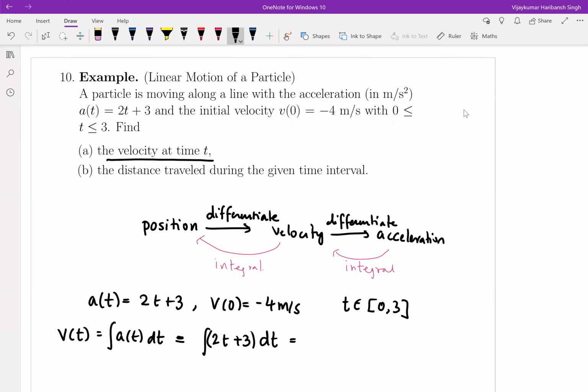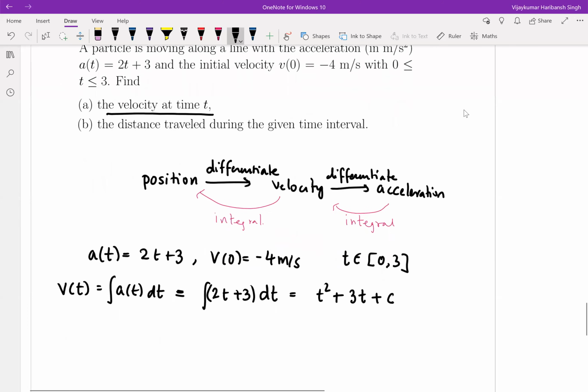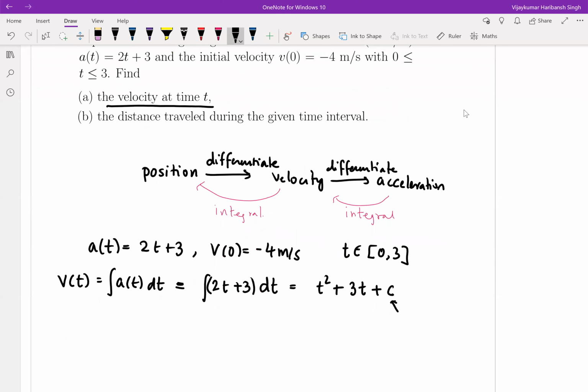What is the integral of 2t? It is t square. The integral of 3 is 3t plus a constant C. Okay, you should always make sure to add the constant of integration. So what do we get? We got this is your velocity.